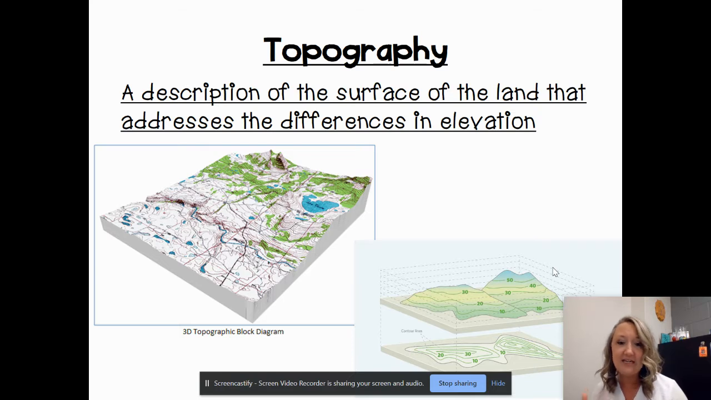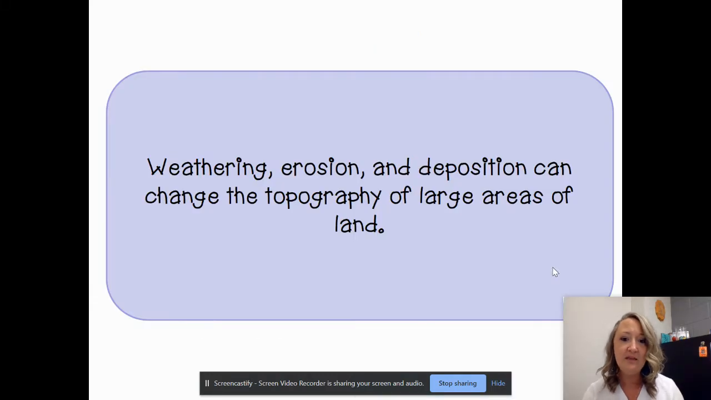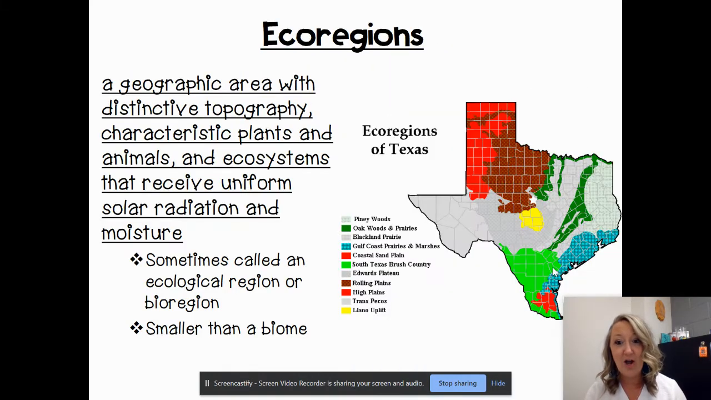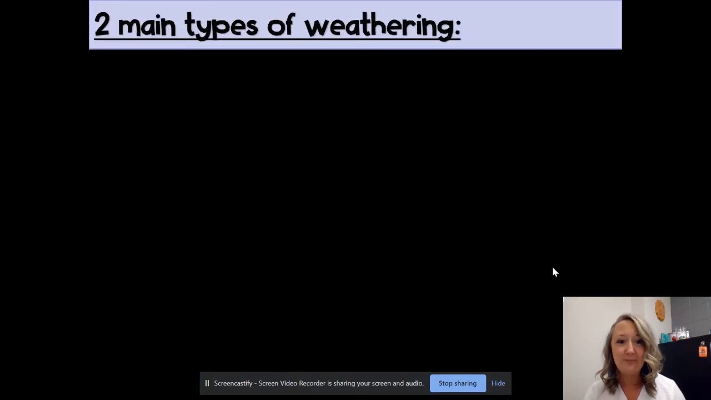And this affects the type of erosion and weathering and deposition that can happen in an area. If you've got mostly flat land, wind is going to be able to erode that very easily. If you've got a lot of ups and downs and you've got a lot of rivers that flow in these deep valleys, then you might have more water erosion. So topography can make a big difference on the types of erosion, weathering, and deposition that happen in a particular area. And it happens in large areas, right? Some of those ecoregions are pretty large, right?